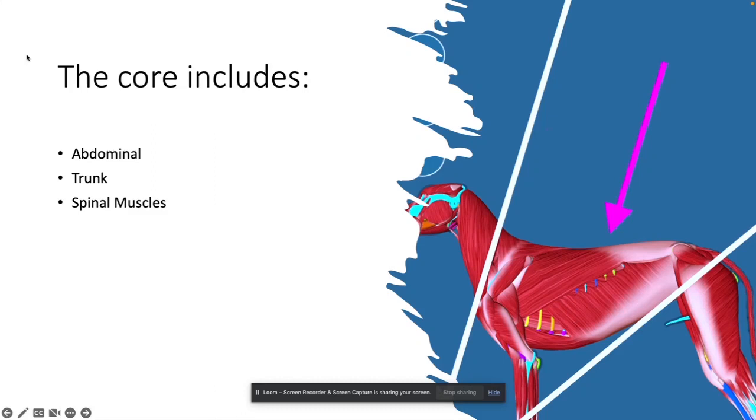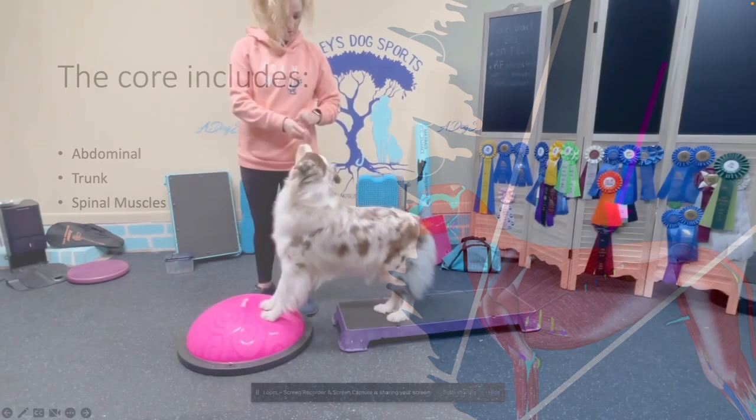So when we talk about the core, this is important to note. We are looking at the abdomen, the whole abdominal area, all in this region, kind of highlighted in the white, right? Just above the elbows here. All of this is considered their core, okay? It's the abdominal area, it's the trunk of the dog, and it also includes the spinal muscles that run all the way to the base of their tail back there.